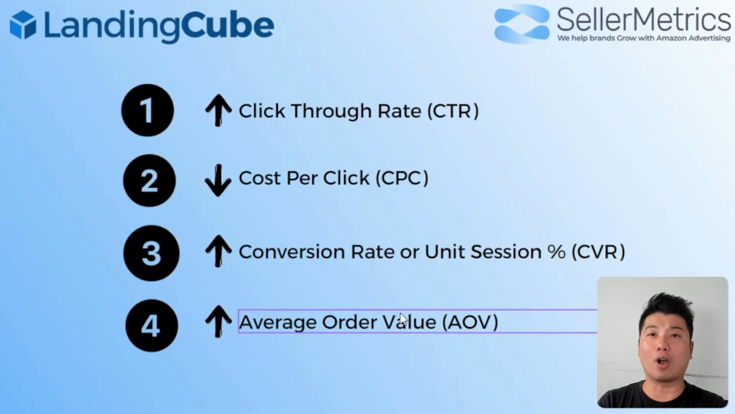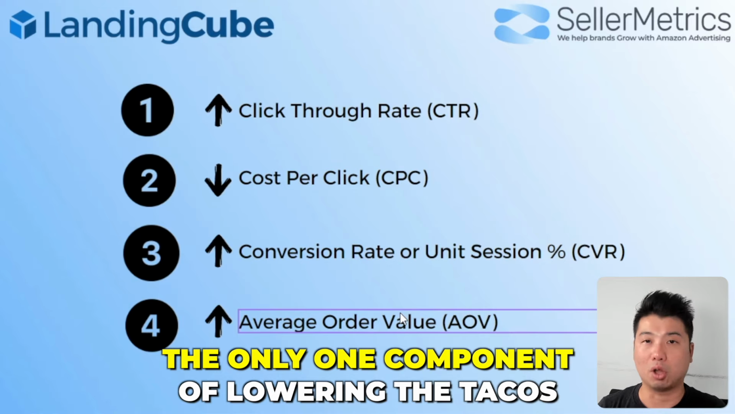So basically the 4 actionable steps are right here. We are going to do these 4 things to lower TaCoS. Number 1, we're going to increase the click-through rate, which is the percentage of time people see your particular listing and click on it. Number 2, lowering the cost per click. So that's an advertising component to it. The advertising part is really only one component of lowering the TaCoS.